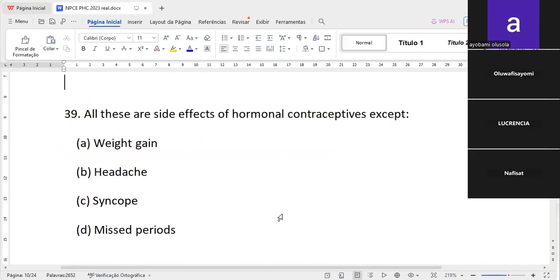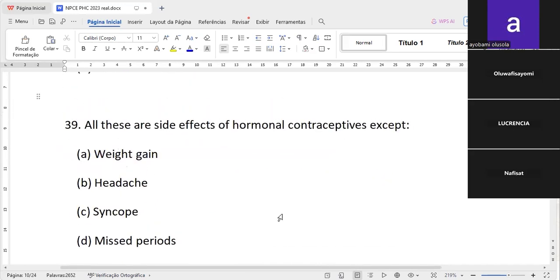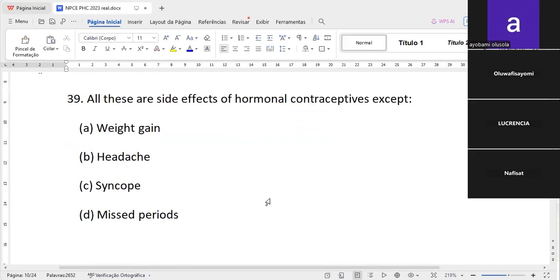All these are side effects of hormonal contraceptives, except syncope. Syncope actually means that somebody fainted. It's synonymous to fainting. And when you take oral contraceptives, you don't faint now, do you?